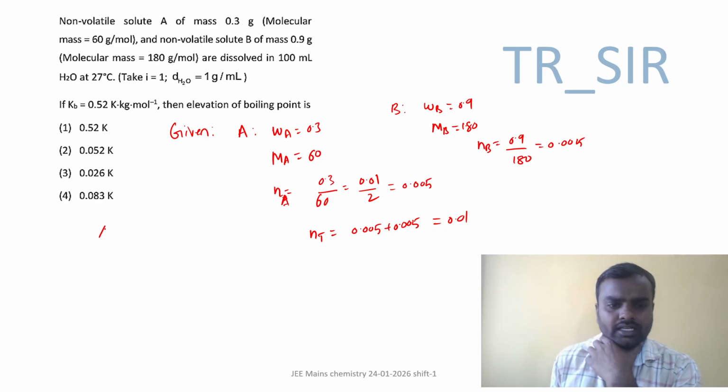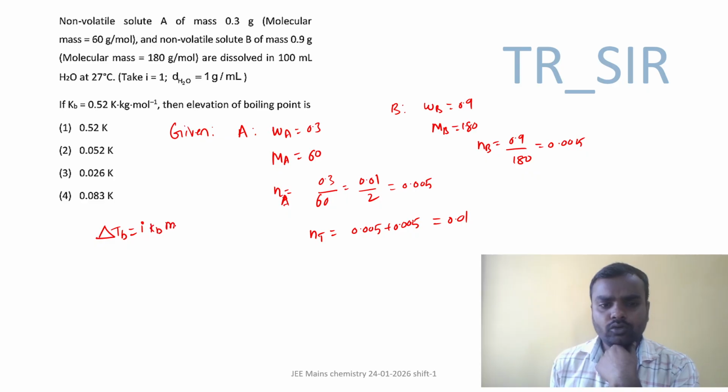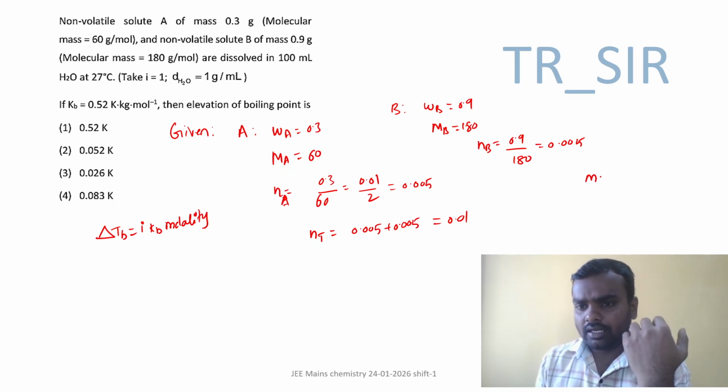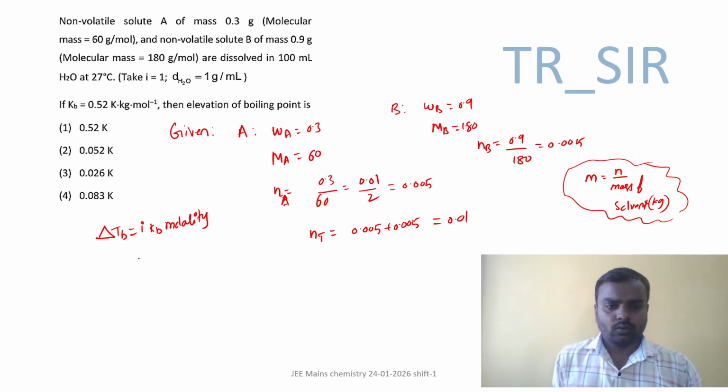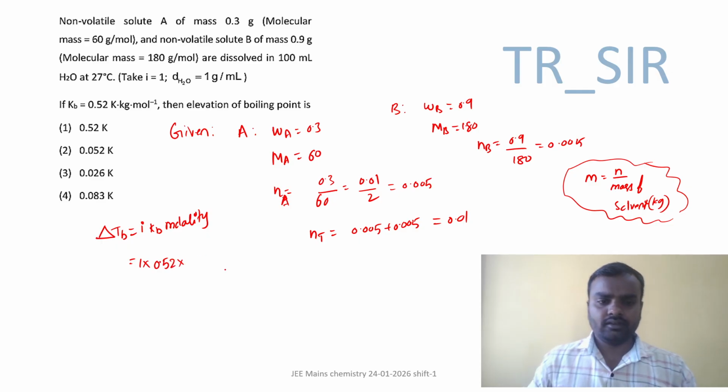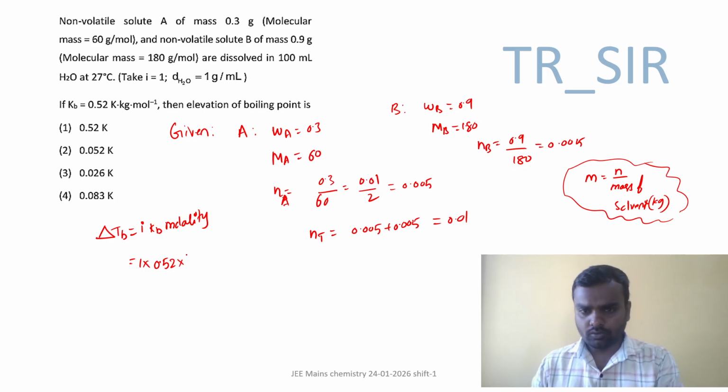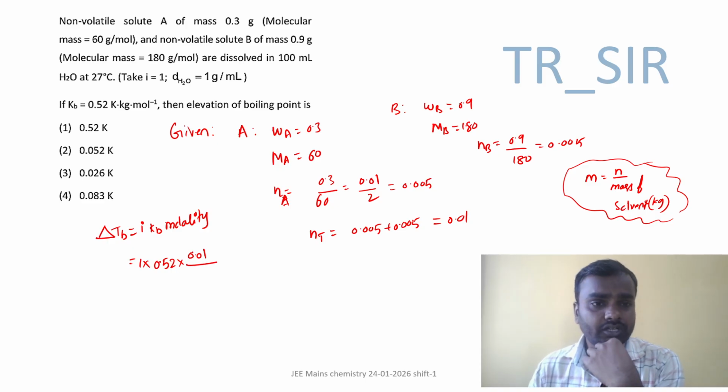The relation we have is delta Tb equals i into Kb into molality. Do we know the molality formula? Molality is equal to number of moles by mass of solvent in kilograms. This is the formula we need to apply in this case. Now, the i value is 1, the Kb value given is 0.52, and the number of moles we got is 0.01. The mass of solvent is not given.